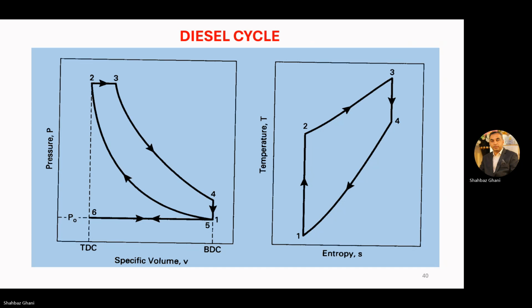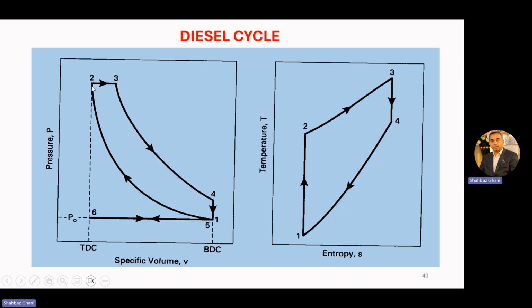Now the PV diagram and temperature entropy diagram, briefly, I explained to you. The piston is at TDC, going towards BDC at point 1. This is your intake stroke. We are talking about the ideal diesel cycle, okay, not real. So at constant pressure, we are having an intake stroke. From 1 to 2 is your compression stroke.